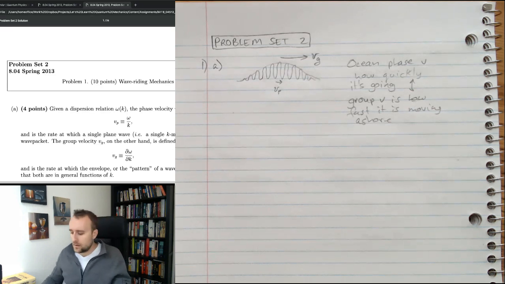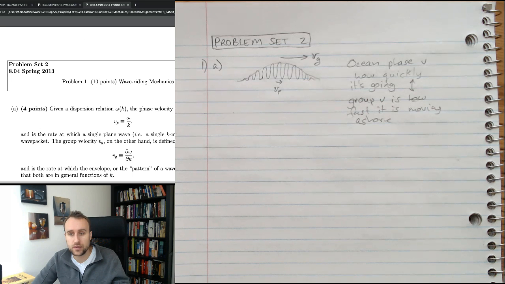Okay. So given a dispersion relation, omega(k), the phase velocity is defined as v equals omega over k, and is the rate at which a single plane wave, a single k mode, moves within a wave packet. The group velocity is defined as v_g equals the derivative of omega with respect to k, and is the rate at which the envelope or pattern of wave packets moves. Note both are generally functions of k.